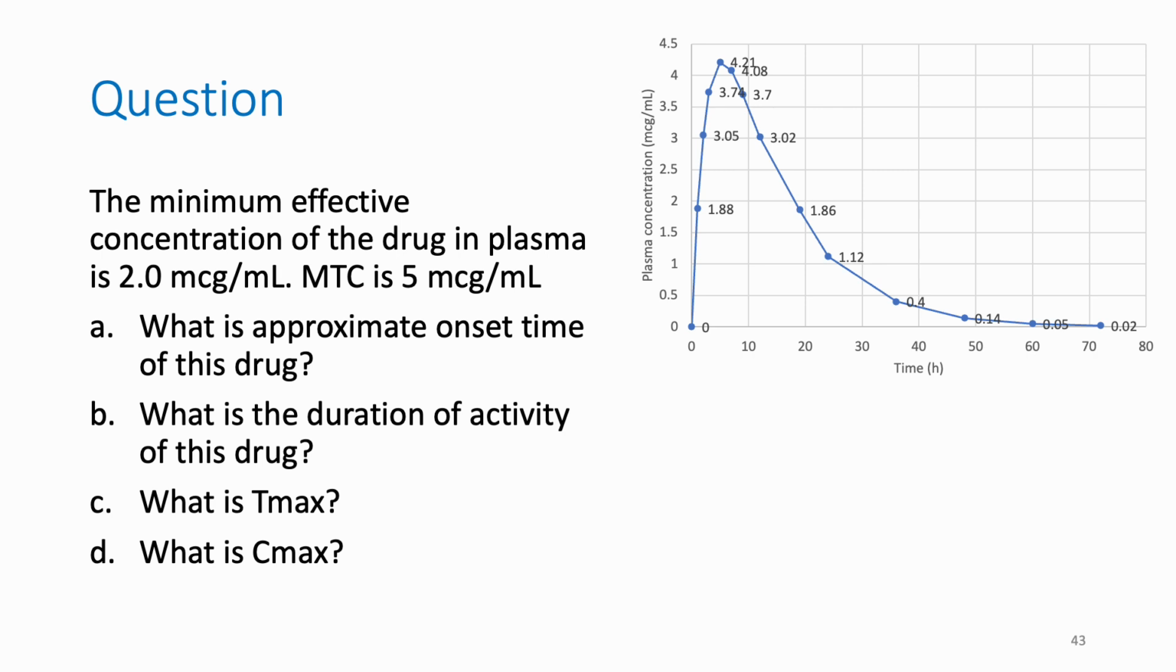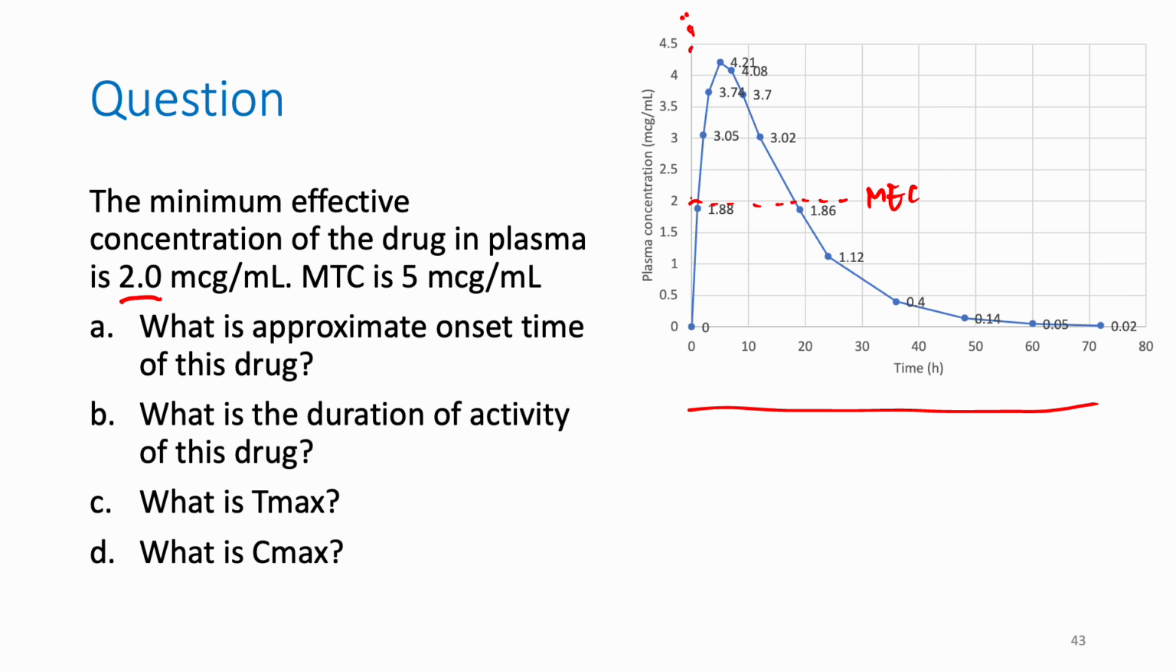So from the data set, we have data like in the graph here. Look at the graph here, and you are provided with the data and the graph like this. And you know that for this drug, the MEC, or minimum effective concentration, is 2 microgram per milliliter. So it's here. This one is the MEC, 2 microgram per mil. And the MTC is 5 microgram per mil, above here.